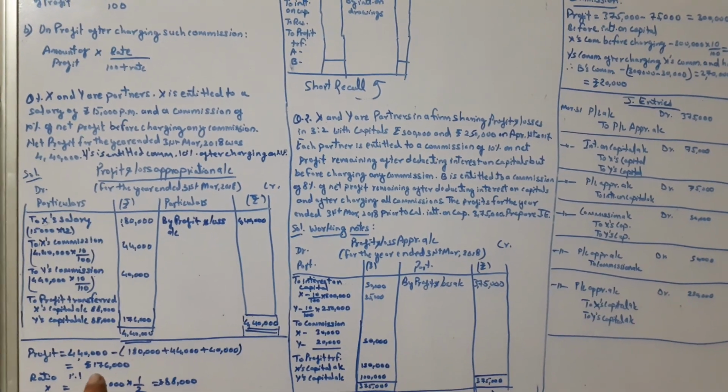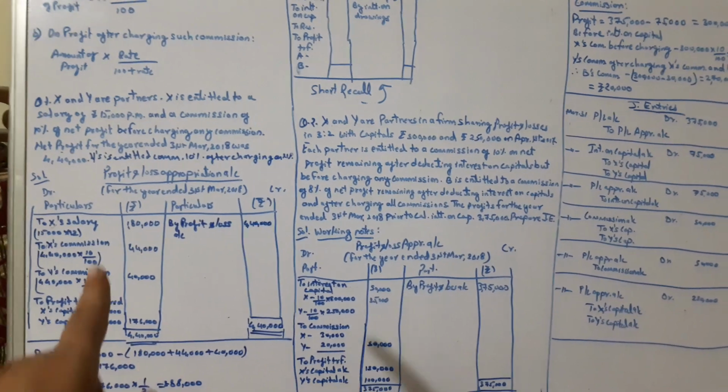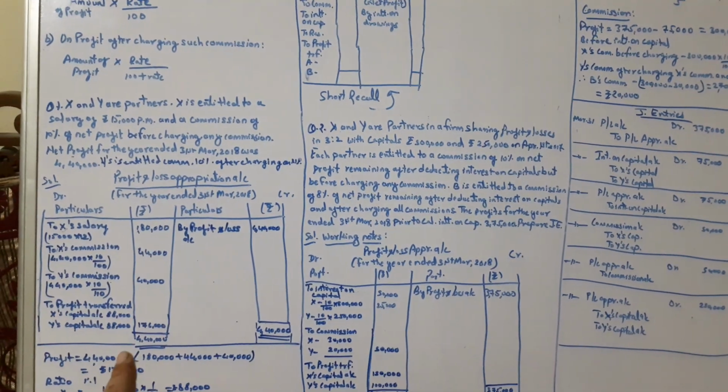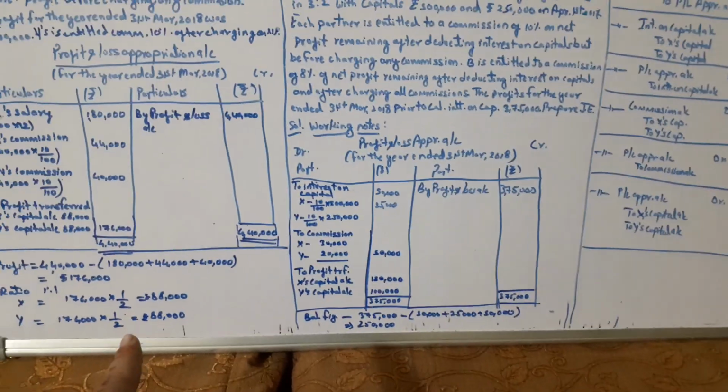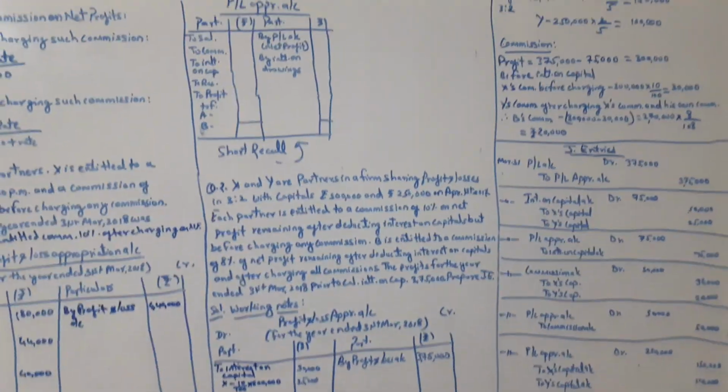Now how to divide this profit among these two partners? Since no ratio is mentioned, we will take an equal ratio. So equal ratio means 1 upon 2 and 1 upon 2. So then let's see another question.